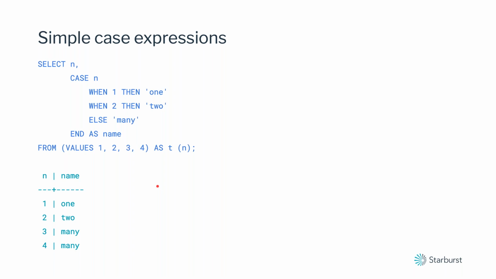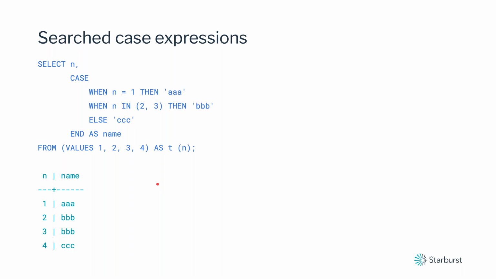So case expressions let you do conditional logic and return different values depending on what the input is. And there's 2 different forms of it. The first form is the simple case.